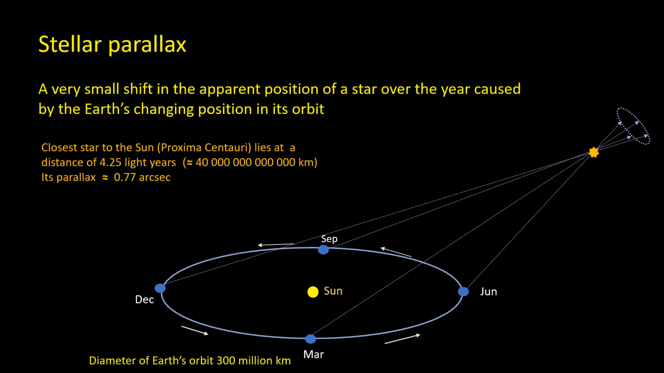The final thing I want to talk about in detail is something called stellar parallax, and this is a very small shift in the apparent position of a star over 12 months caused by the Earth's changing position in its orbit. And it is a small effect because the stars are so far away compared to the diameter of the Earth's orbit. The closest star to the Sun only shows a parallax of 0.77 arc seconds.